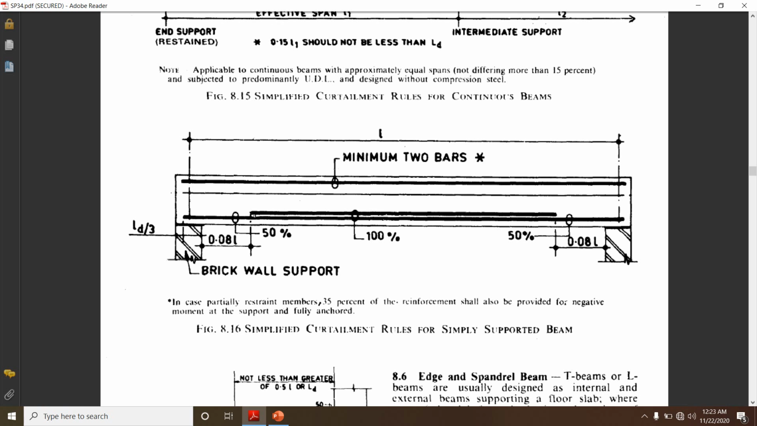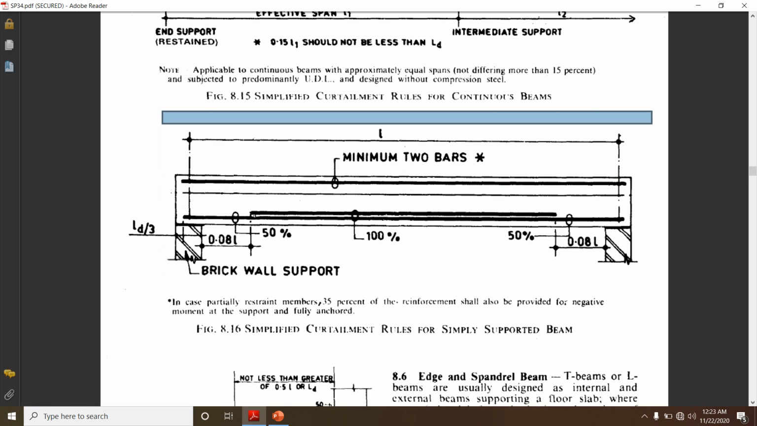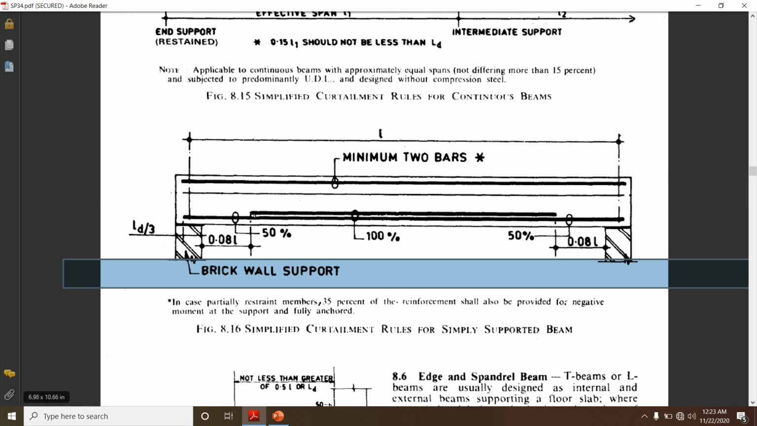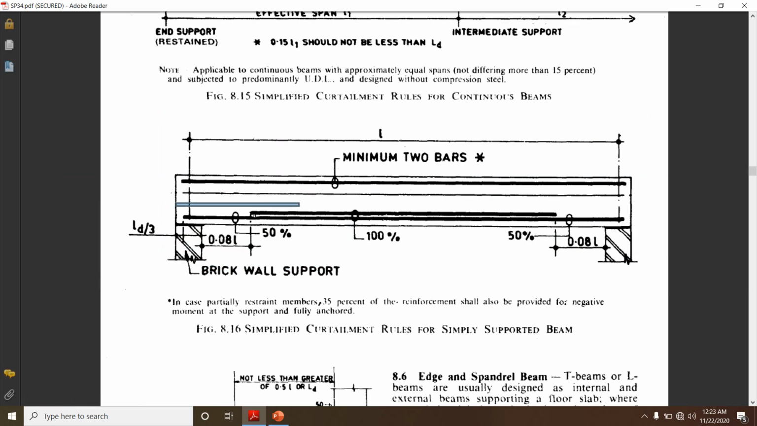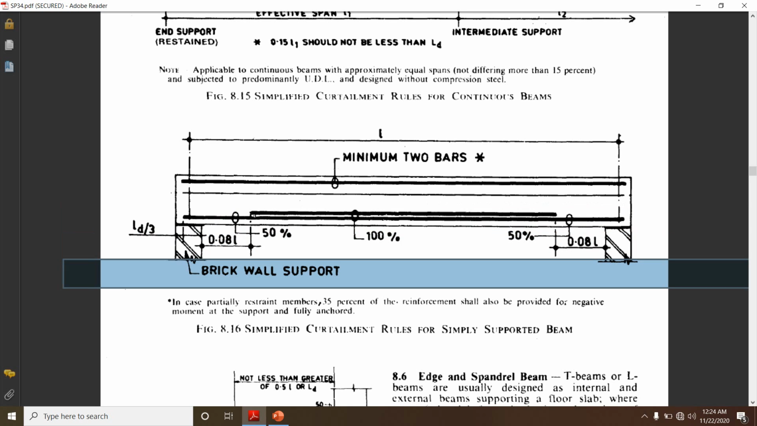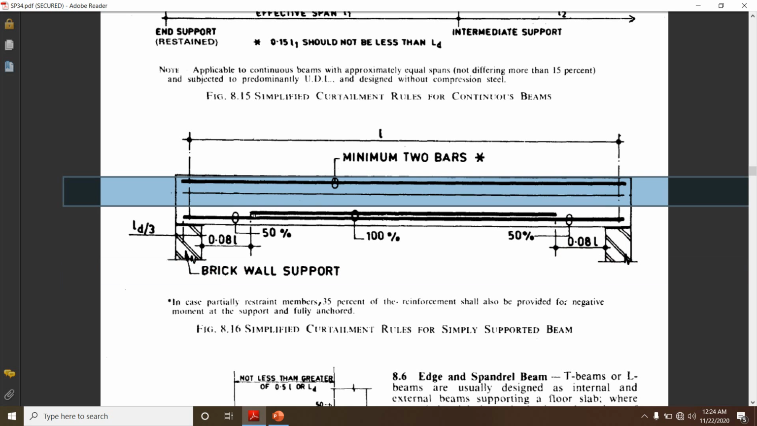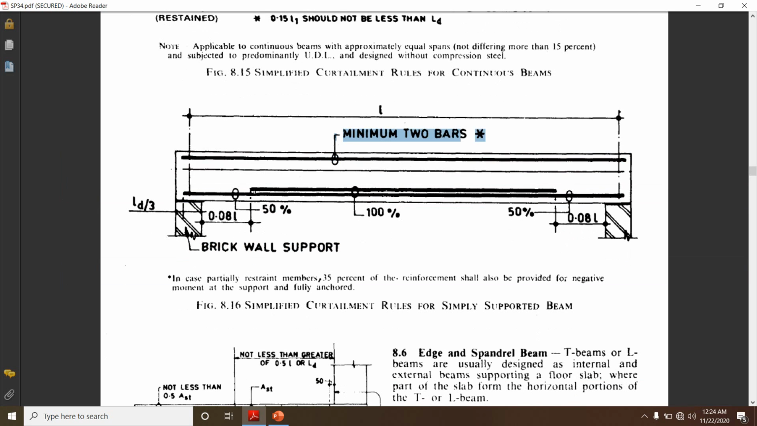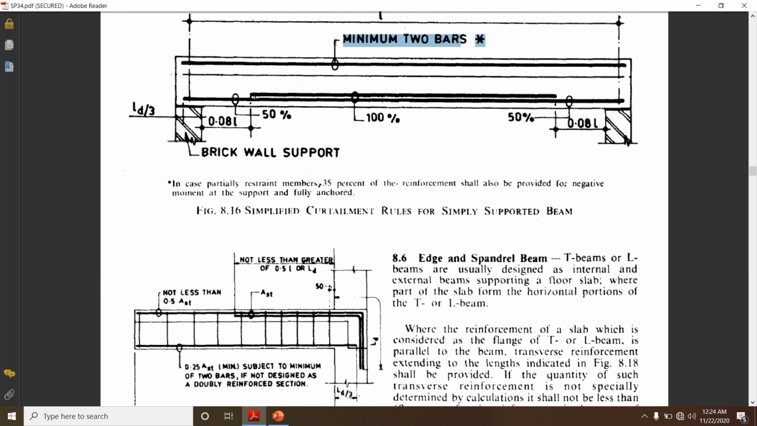Then next, when you have a simply supported beam, this is the detailing we can have. At the center we can have 100 percentage of reinforcement. Near the support we can have 50 percentage of reinforcement. From the face of the support to that curtailed bar, we can have a distance of 0.08 L. Beyond this we have to do the curtailment. Similarly on the right side also, and a minimum of 2 bars have to be provided at the top.